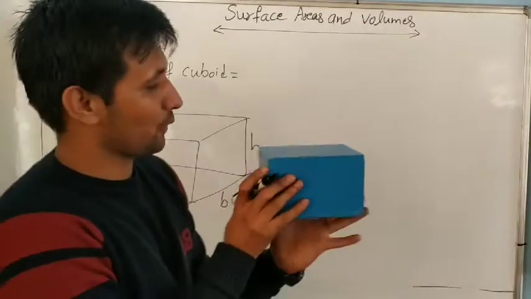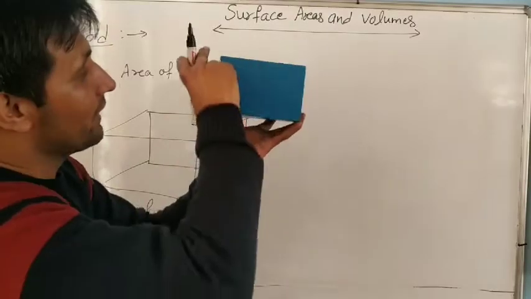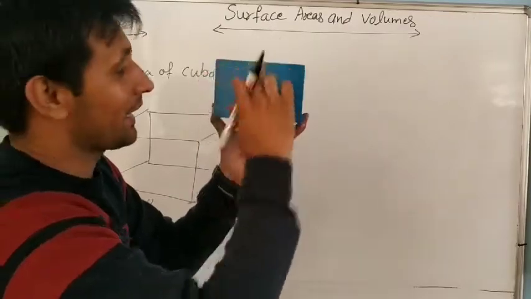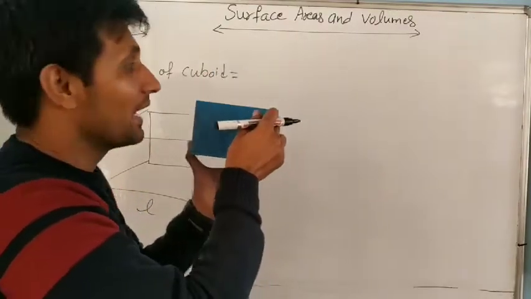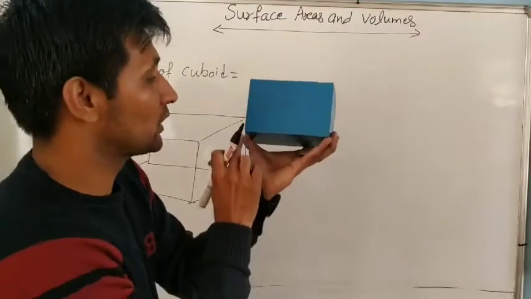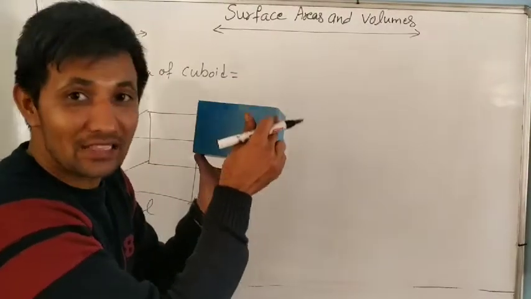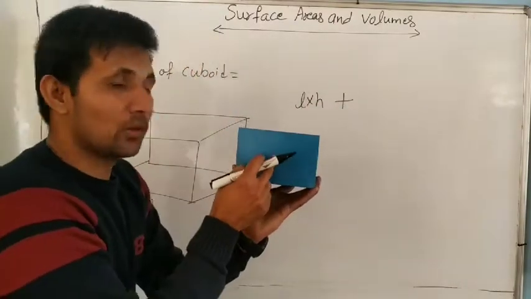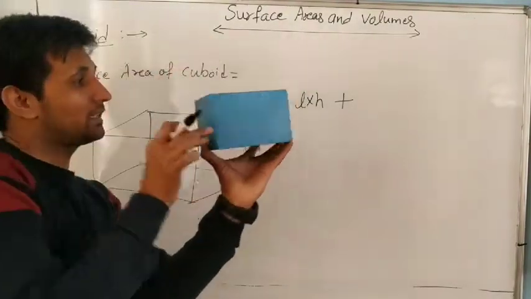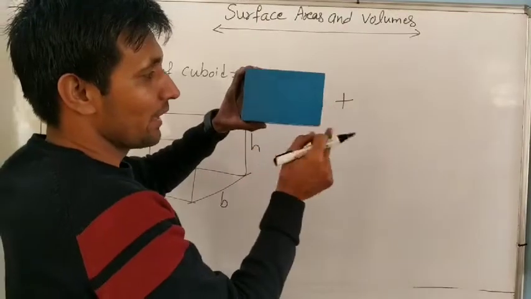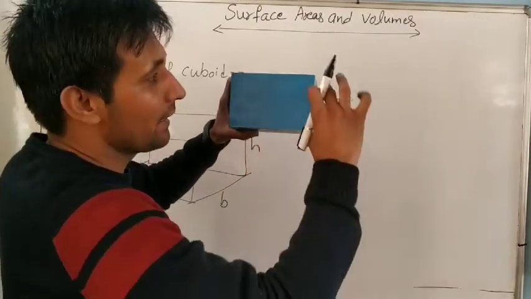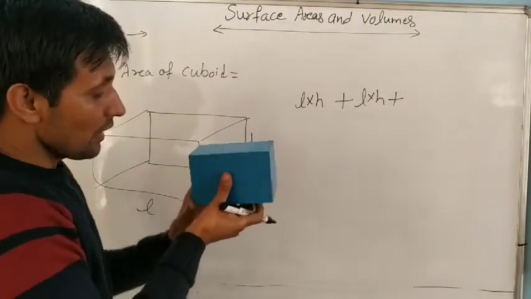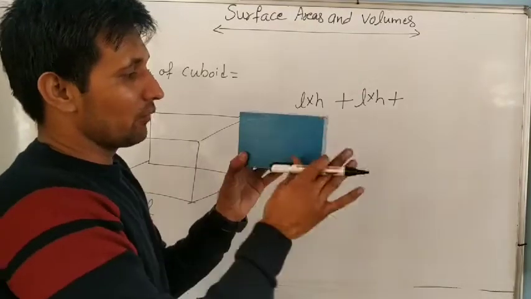If you want to find the surface area, first we find the front face. This face is like a rectangle with length L and height H, and the area of a rectangle is length into breadth. So the area is L into H, plus the back side, which is also L into H. These are the areas of two faces we already found.